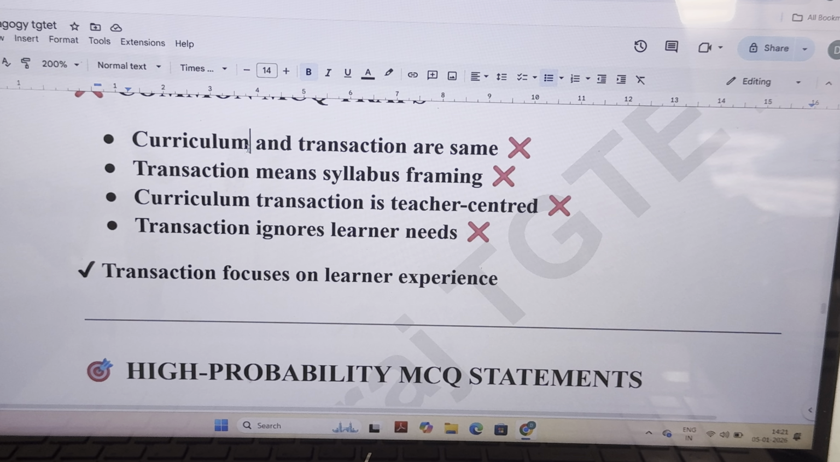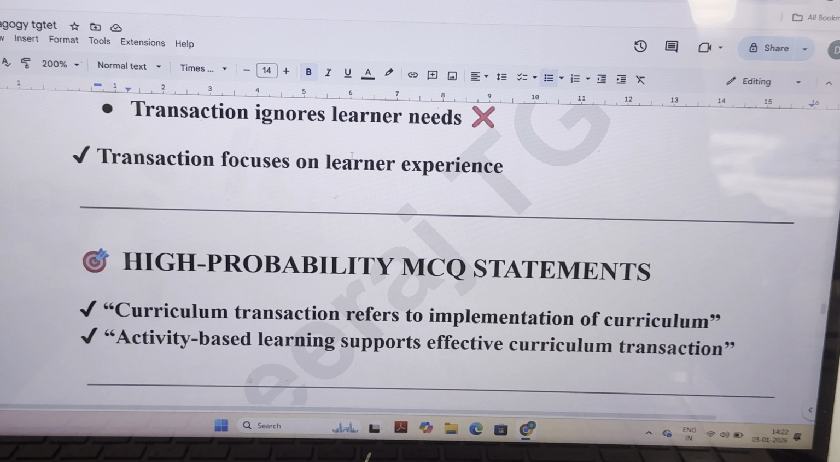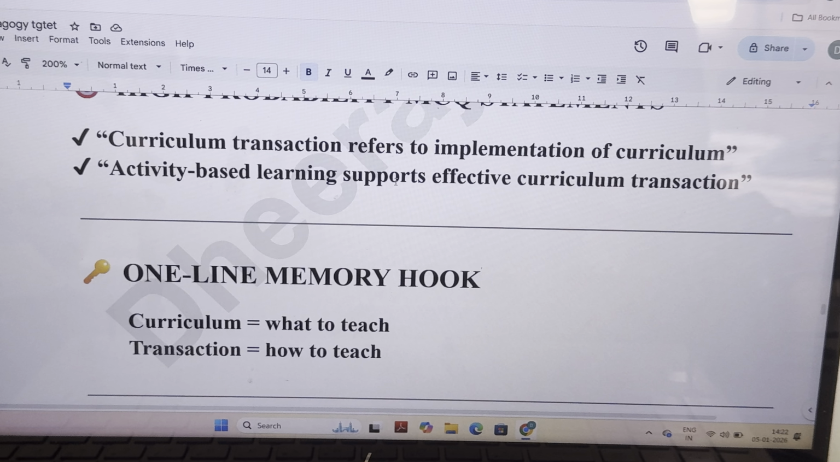What you teach and how you teach. Does transaction mean syllabus framing? Not at all. Is curriculum transaction teacher centered? No. Does transaction ignore learner needs? No. If the learner wants something, the teacher has to change, the transaction process has to change. So it is based on learner experience. Transaction focuses on learner experience.